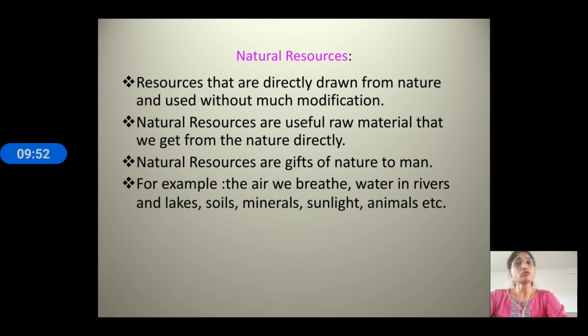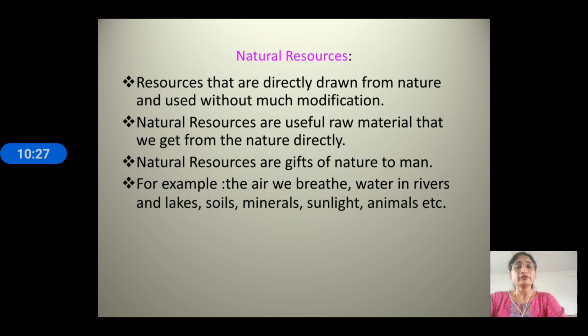Natural resources are also useful as raw material that we get from the nature directly, and we can produce many things. For example, right now we are breathing, right? Yes, that is air which we get from nature, water which we get in rivers and lakes, soils, minerals, sunlight, and animals. Why animals? Because we use various animal products, etc.